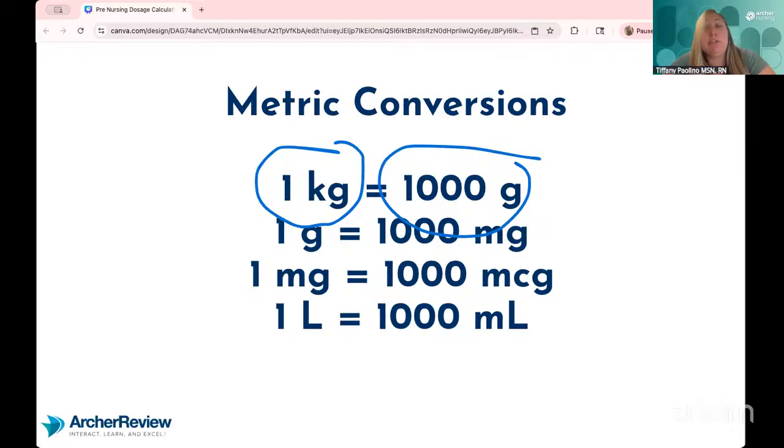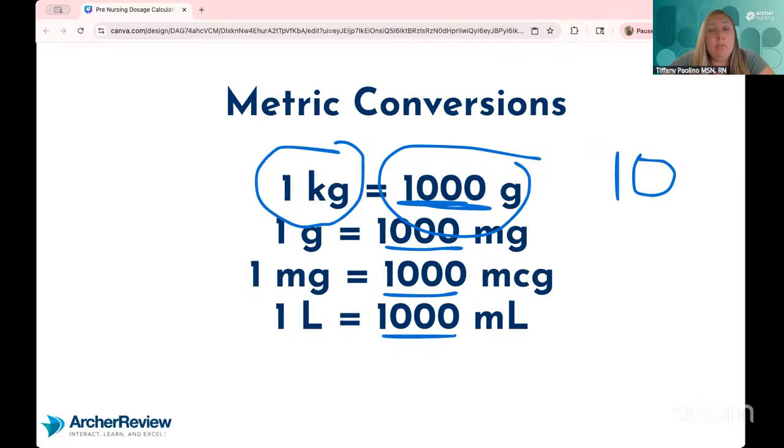Really, the beauty of the metric system is everything's quite simple. Everything's based on multiples of 10. So in this case today, we're talking all about our 1,000. So 1,000 grams, 1,000 milligrams, 1,000 micrograms, 1,000 milliliters. So it's pretty straightforward once you do get the hang of it.